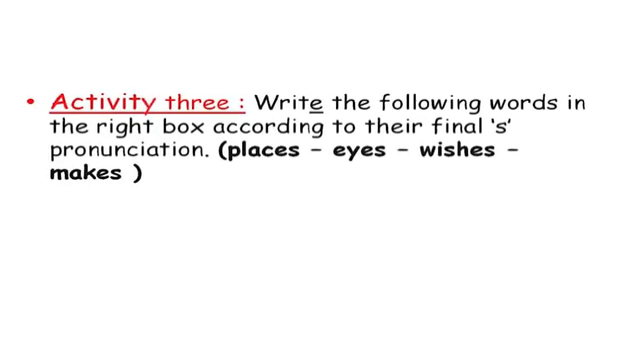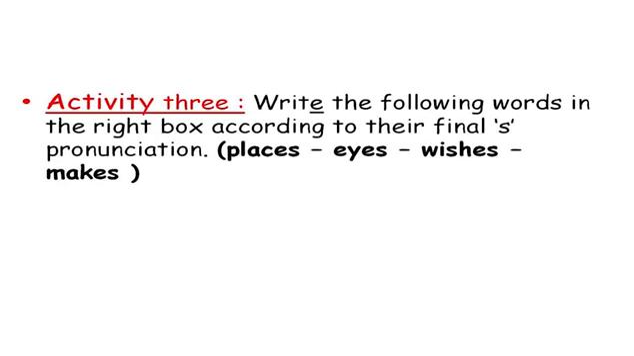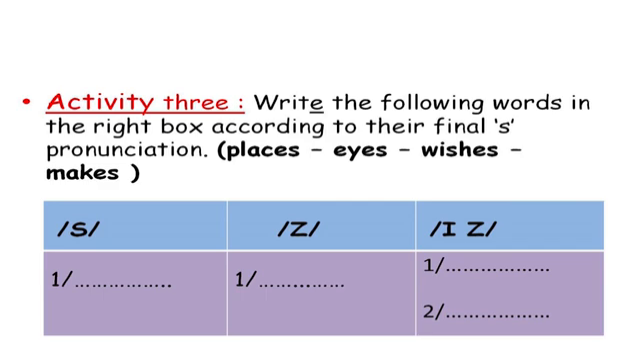Now, let's see the third and last activity from this session, from Mastery of Language. Write the following words in the right box according to their final S pronunciation. So we have 4 words that you are asked to classify or to write in the correct box. Here you have a table. Here the final S is pronounced as S. Here the final S is pronounced as Z. And in the last column, or the box, as it is mentioned in the question, the final S is pronounced as IZ.